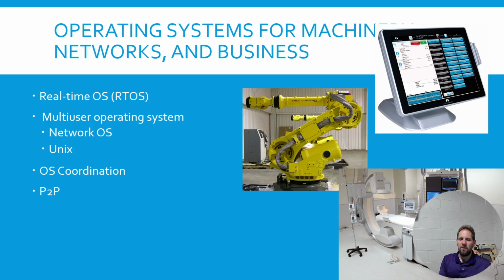All right. We also have multi-user operating systems. Unix is a big one for that. It's a multi-user and multitasking OS that is used as a network operating system. Network operating system software allows multiple computers to communicate and share files and hardware devices with one another. So again, they're all about sharing their resources.